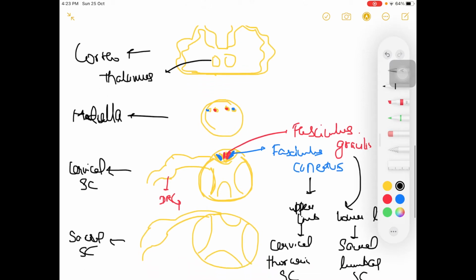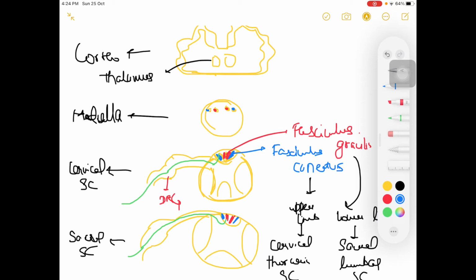Now let us start the tract. So from the upper limb the sensations would go through which fasciculus? Because it's upper limb, so it will go through cuneatus. And if we talk about lower limb, there is sacral spinal cord, the tract will go through fasciculus gracilis. Okay, let me make it. This is gracilis and this was cuneatus.